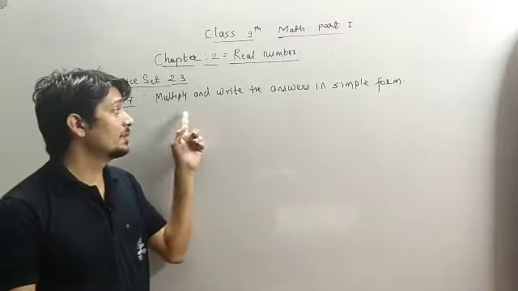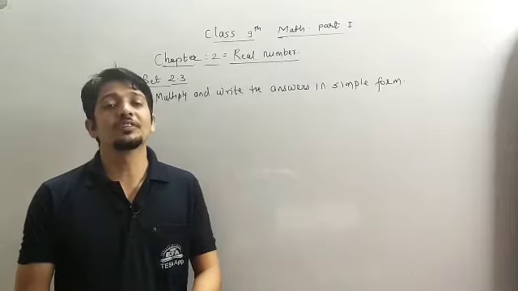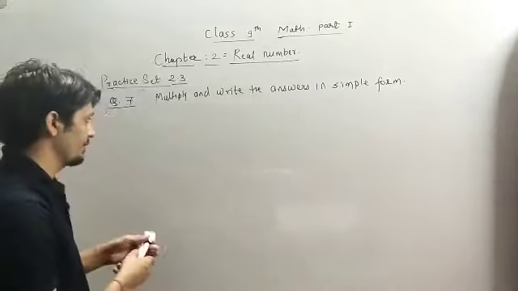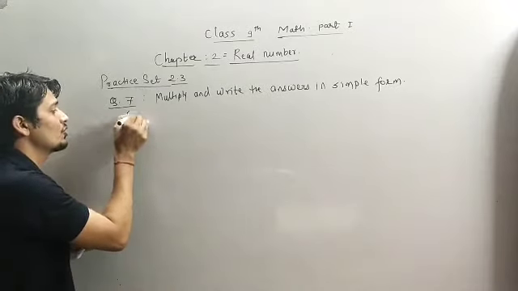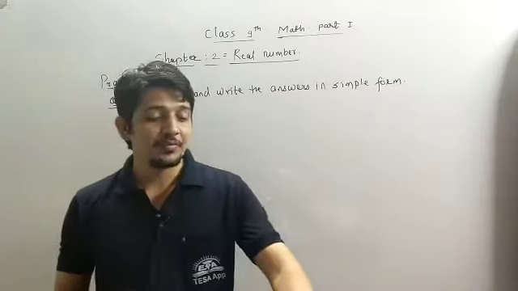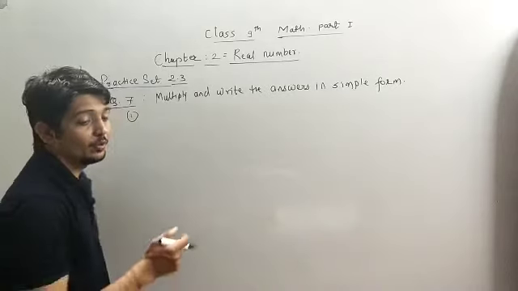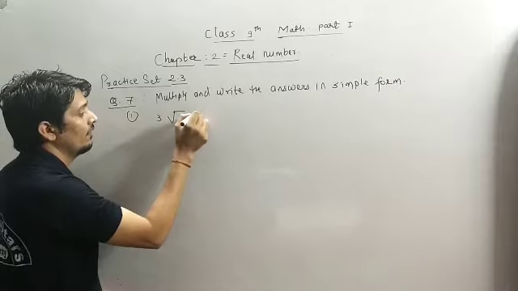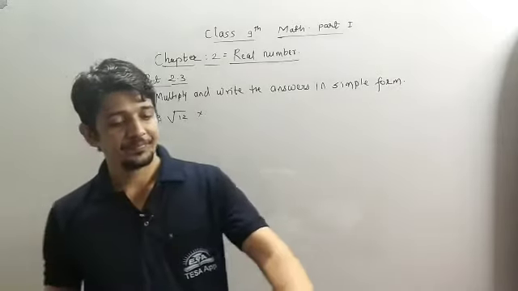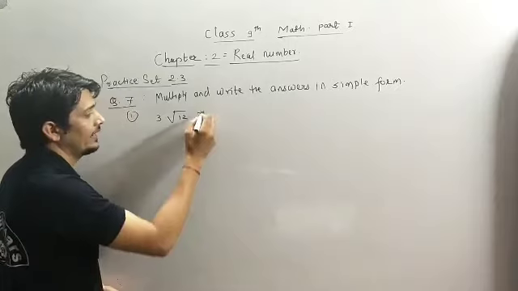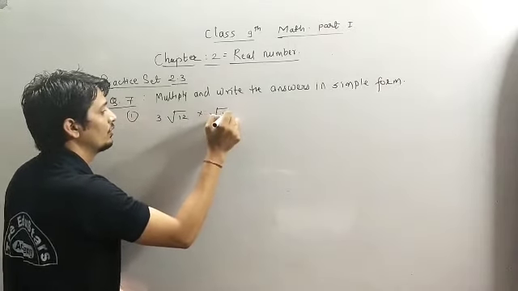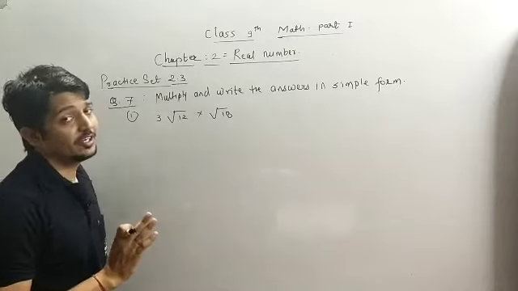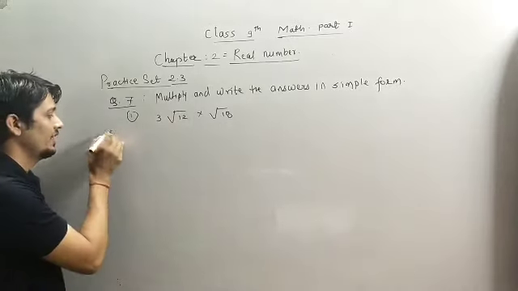It says multiply and write the answer of the surds in its simple form. So the first question we have is 3 root 12 into root 18. We have to multiply these surds and write the answer in the simplest form. So, solution now.